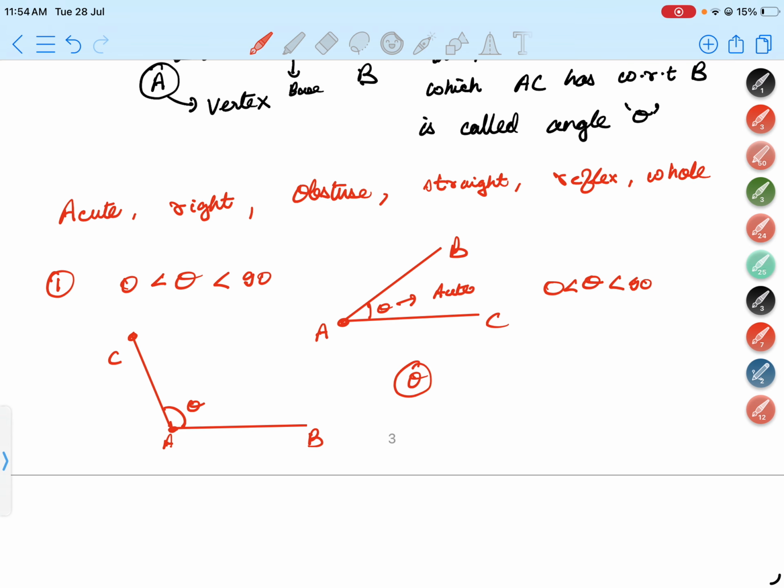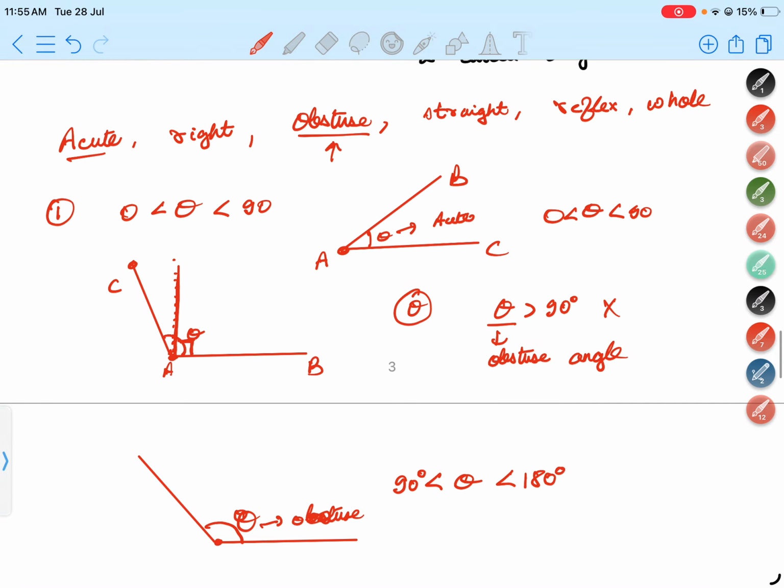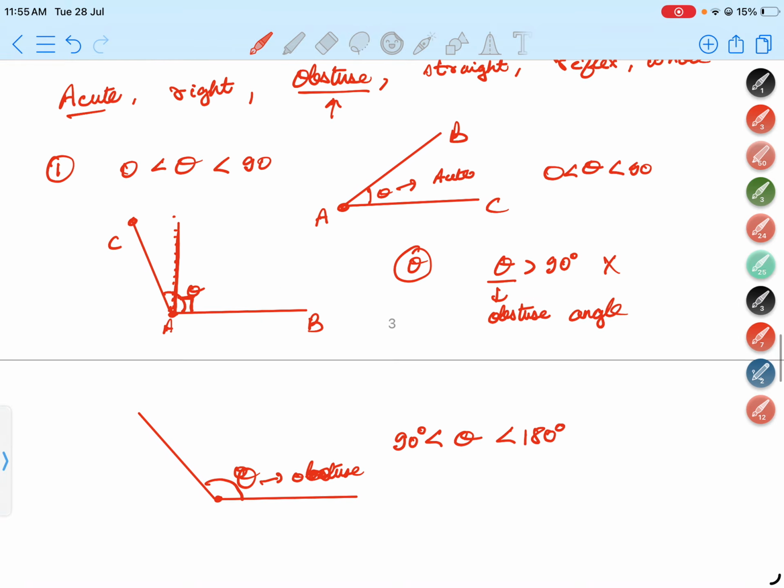So what is an obtuse angle then? Any angle theta such that theta is greater than 90 degrees but less than 180 degrees is known as an obtuse angle. This theta is an obtuse angle. Pardon my spelling over here, I believe it is written differently from what I have written. So yeah, it is an obtuse angle.